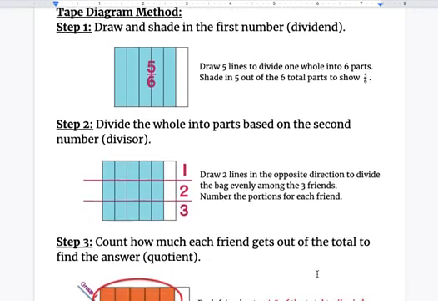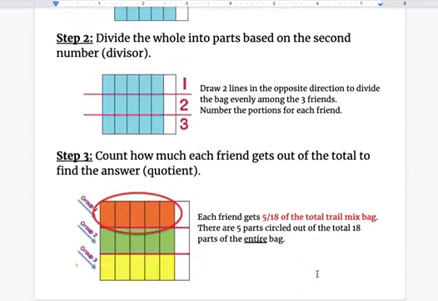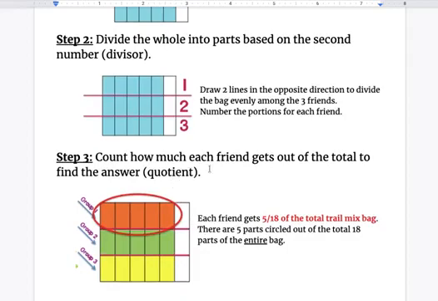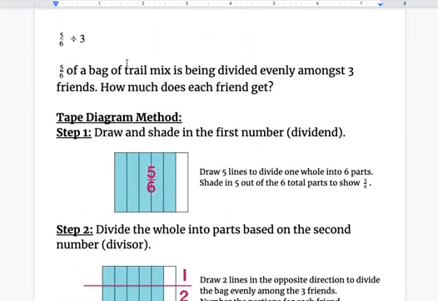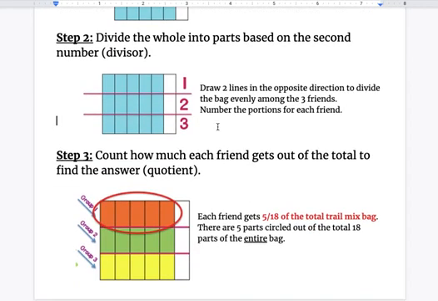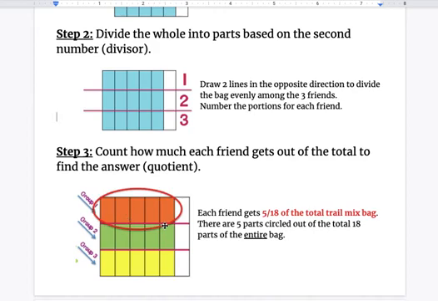Now we're on to step 3, which should be in your notes. Step 3 is just to count how much each friend gets out of the total to find the answer. Remember, we wanted to know if we were to divide 5/6 of a bag of trail mix amongst 3 friends, how much does each friend get? That's our answer. 5/6 of the bag divided into 3 different parts. How much does each person get? So that's why we are counting how much each person gets.